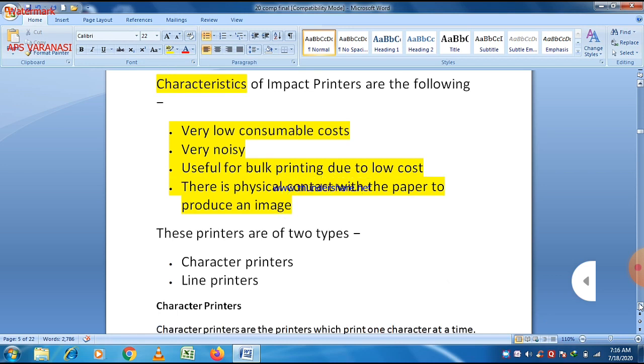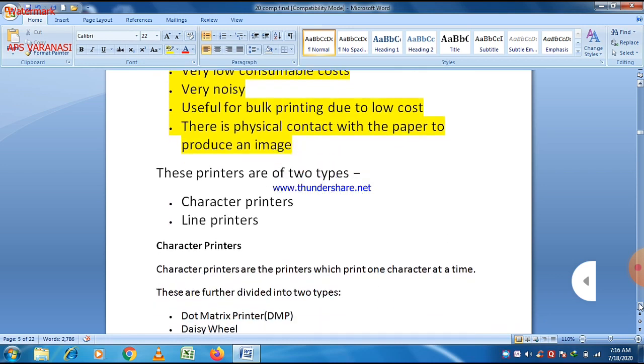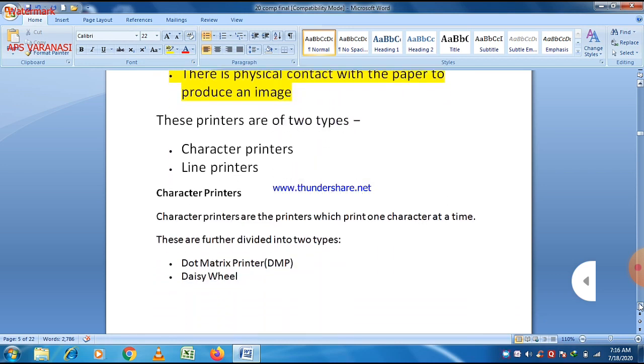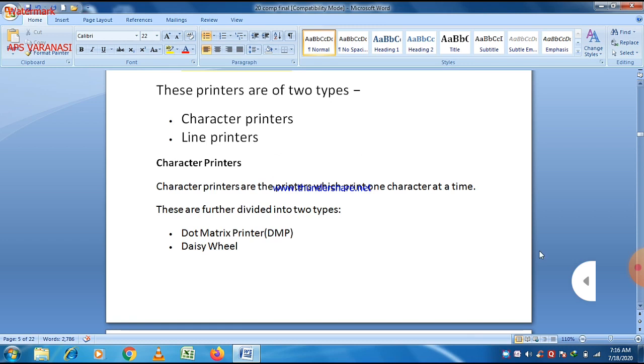Next, the impact printer can again be categorized into two different categories. These are character printers and line printers. So printers can first be divided into two broad categories: impact and non-impact. And again impact printers can be divided into two categories: character printer and line printer. Both have an impact on paper but have some different functioning.